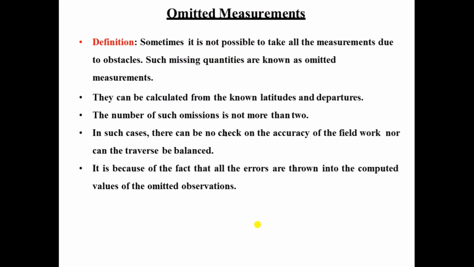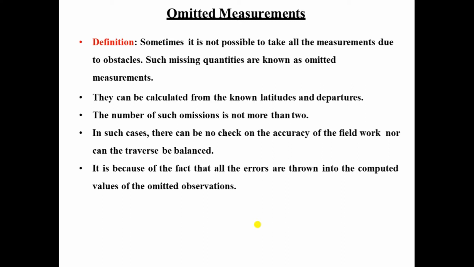Now we have to move to the omitted measurement. Sometimes it is not possible to take all the measurements due to obstacles. Such missing quantities are known as omitted measurements. They can be calculated from the consecutive latitudes and departures. The number of such omissions is not more than 2, so we can get only 2 omissions by using this methodology.